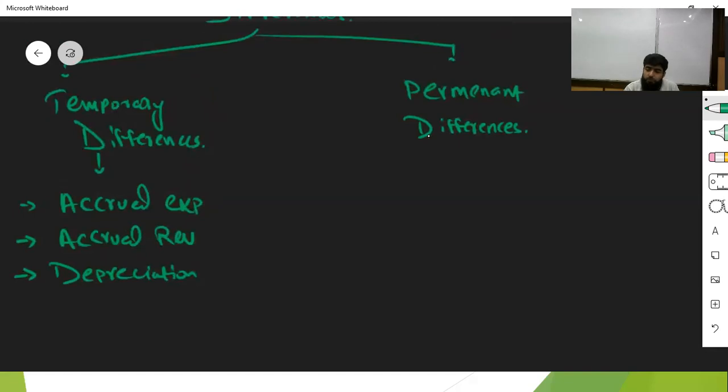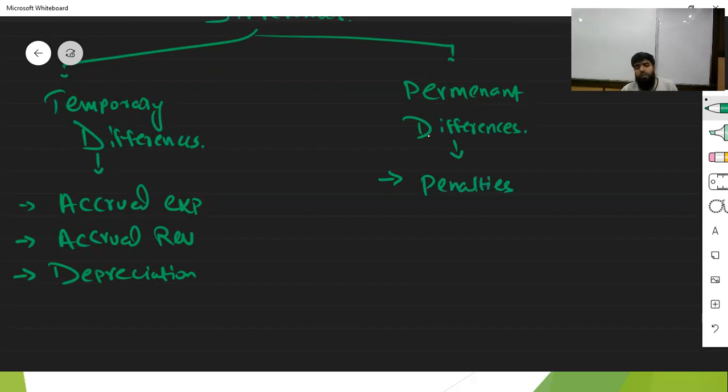But there are certain permanent differences. Likewise, penalties. In accounting, we are recording the penalties as an expense. But the tax department will never allow you to record this penalty as an expense. They will never ever let you record these penalties as an expense. Not today, not after.